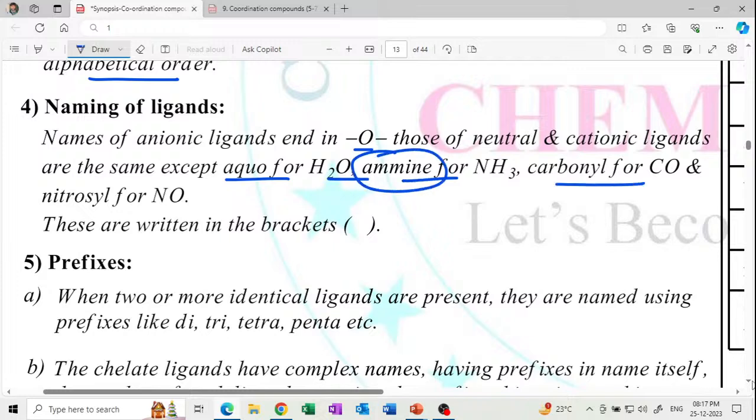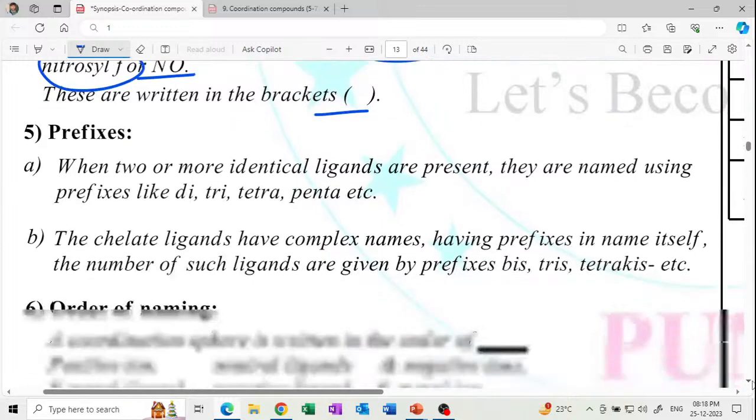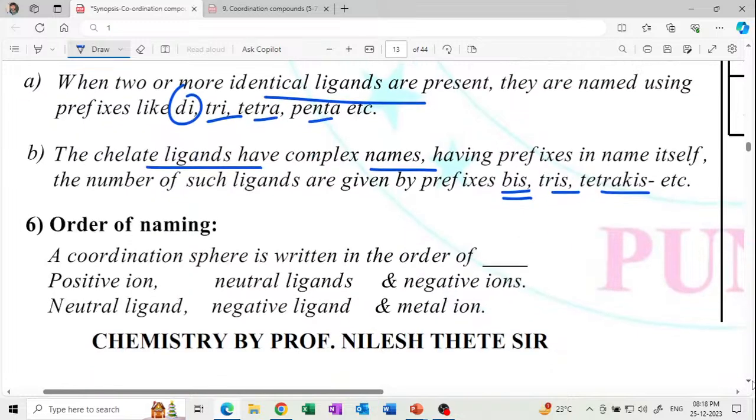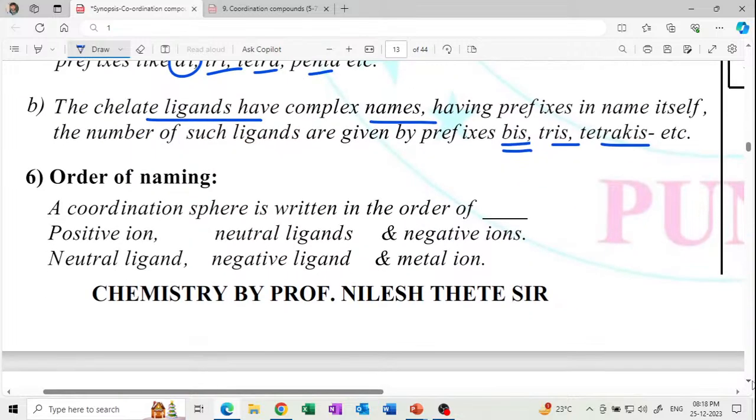Next, carbonyl for carbon monoxide, nitrosyl for NO. These are written in brackets. In the prefix, there will be di, tri, tetra, penta; you should be able to note it. For more identical ligands, say, get it? And chelate ligands have the complex name with prefixes such as bis, tris, tetrakis. So bis is 2, tris is 3, tetrakis is 4.